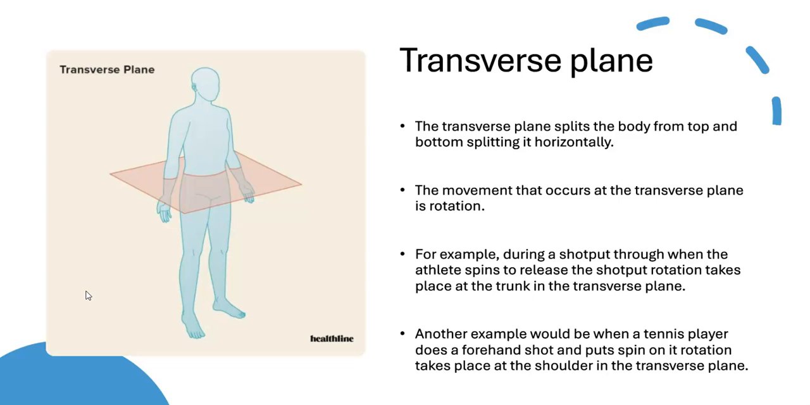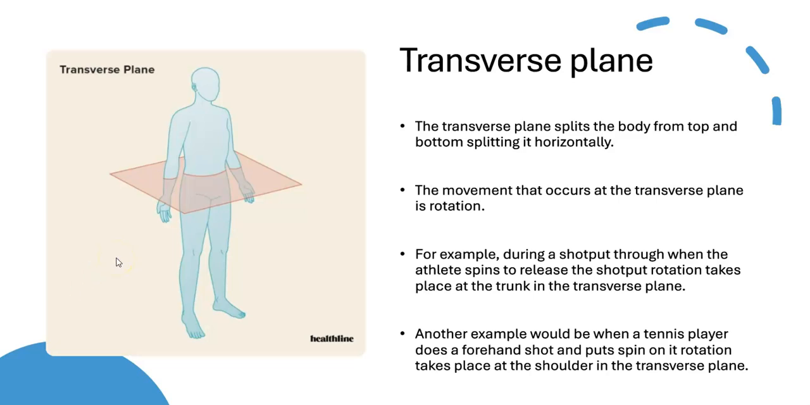Transverse plane. The transverse plane splits the body from top and bottom, splitting it horizontally. The movement that occurs at the transverse plane is rotation. For example, during a shot put throw, when the athlete spins to release the shot put, rotation takes place at the trunk in the transverse plane.